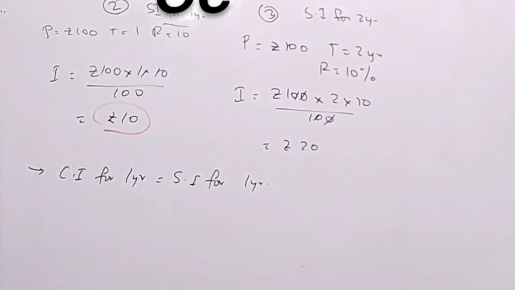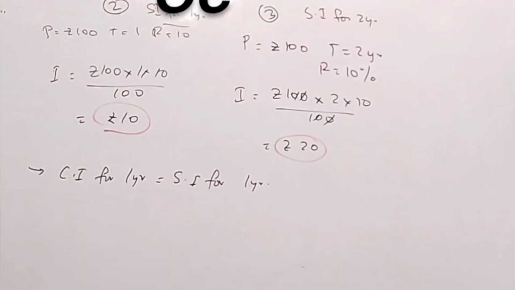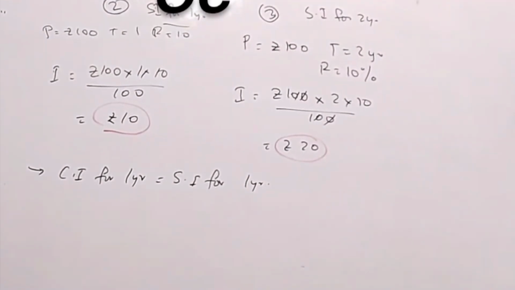Now you see, compound interest for the second year is 11, and simple interest for the second year is 20. Sorry, not this one, this is for simple. You have to take compound interest now. Compound interest for the second year, how much? It will be rupees 120. Compound interest is the last final amount minus the original principal, minus 100. So rupees 21.